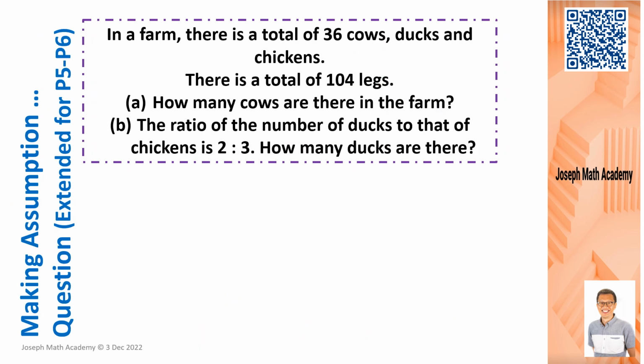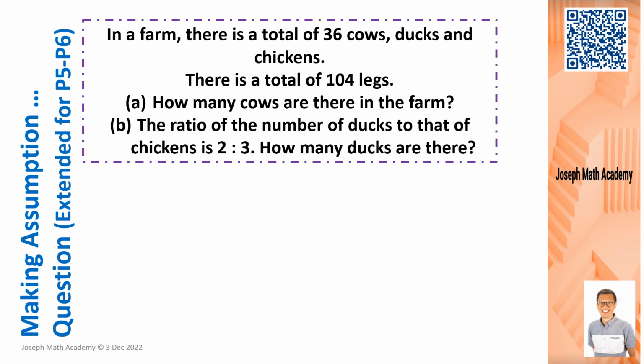Okay, now I am extending this question for the P5 and P6 students, and this is based on the ratio. So it's making assumption combined with ratio for P5 and P6 students. The following two slides are meant for P5, P6. Of course, those of you who want to learn a bit more, the P4s, you can actually get some idea from here. Okay, now reading the question.